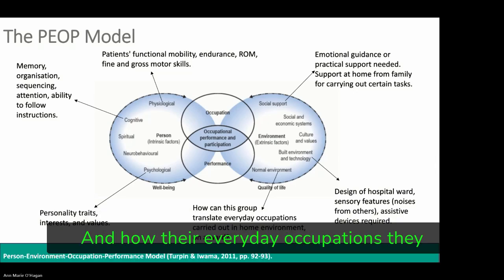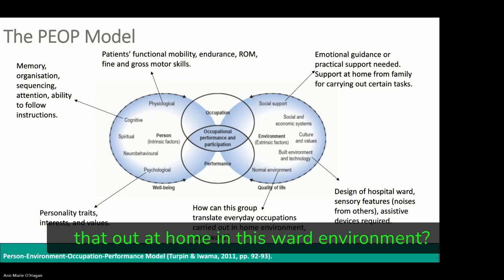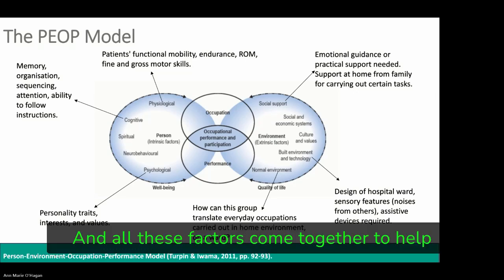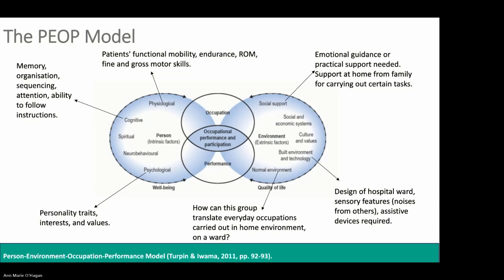And think about how that translates from their normal environment, and how the everyday occupations they carry out in the home, how would they normally have carried that out at home in this ward environment, because it's very different. And all these factors come together to help us think about their performance and their participation. Next slide, please.